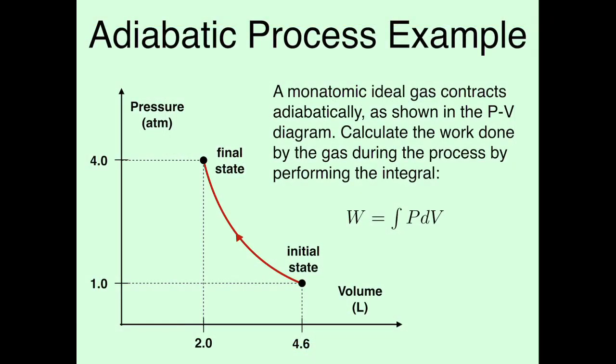Okay, so let's do an example where we actually calculate work for an adiabatic process. In this case, we have a monatomic ideal gas that contracts adiabatically. So we start here, and then we move to a smaller volume, and the pressure is going up as we do that until we reach this final state. So calculate the work done by the gas during this process, and we'll do it by work is equal to the integral of P dV. So let's see what we get.